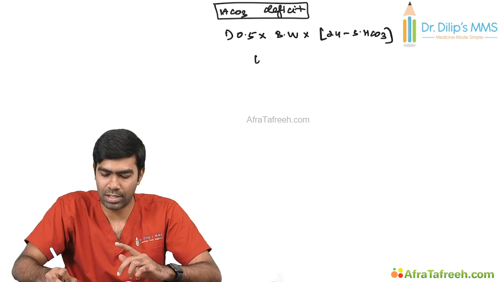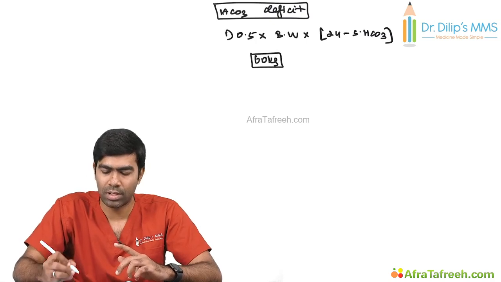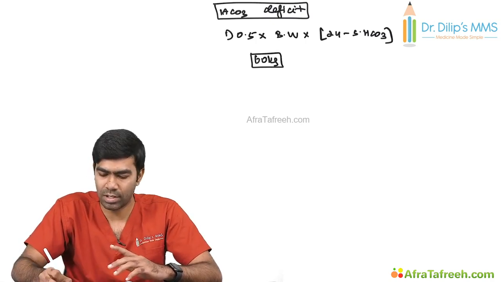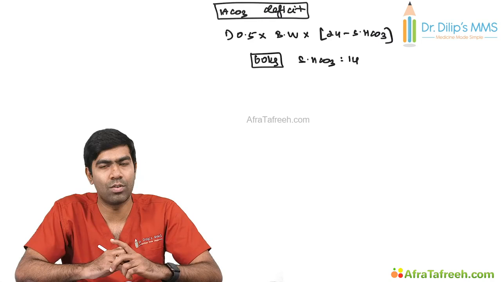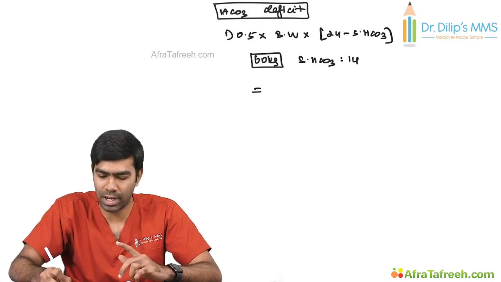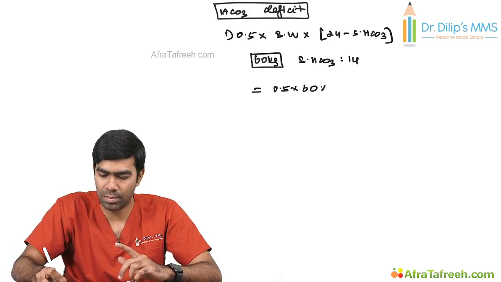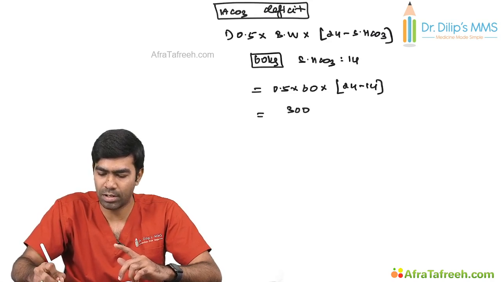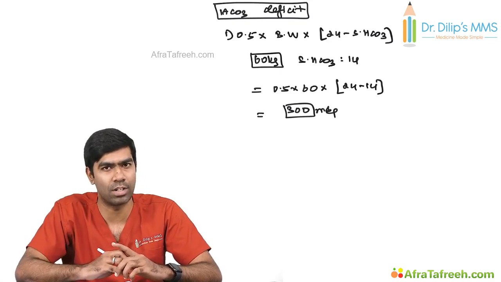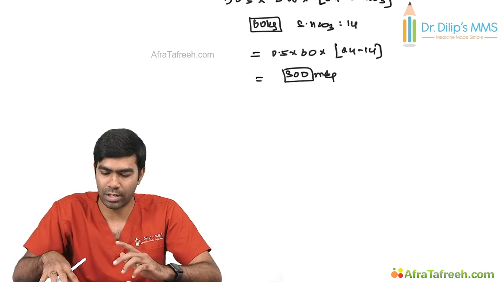For example, a 60 kilogram man who has a serum bicarbonate of 14. If they ask you what the bicarbonate deficit is, I'll simply calculate 0.5 into 60 multiplied by (24 minus 14), that is 10. So it will be 30 multiplied by 10, that is 300 milliequivalents, the bicarbonate deficit in this individual. This is how you calculate the bicarbonate deficit.